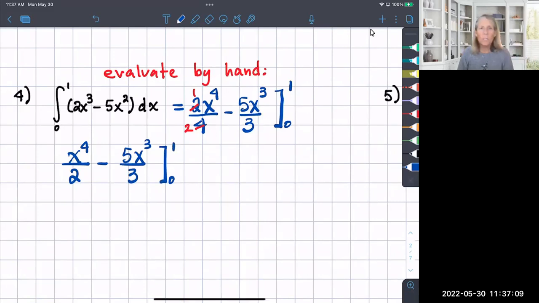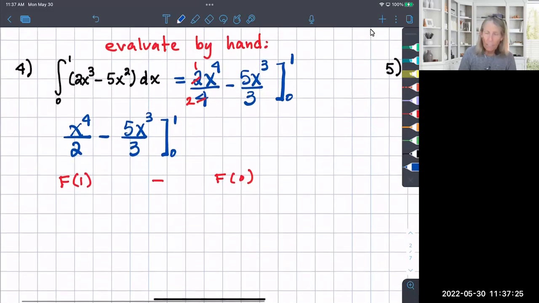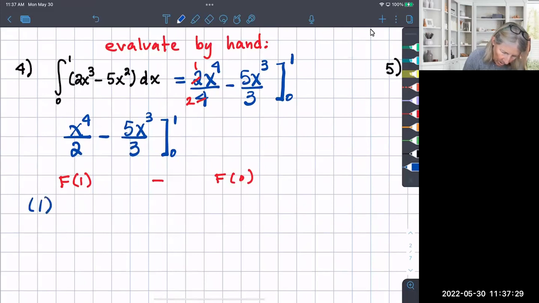Then once we've got the antiderivative, we're going to plug in the upper limit. So we're going to plug in 1. We're going to find the antiderivative value at 1, subtract the antiderivative value at 0. The good thing is here plugging in 0 is probably going to be 0, right? So I plug in 1: 1 to the 4th divided by 2, minus 5 times 1 to the 3rd divided by 3, minus, and then you plug 0 in.